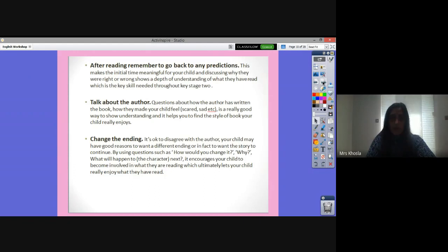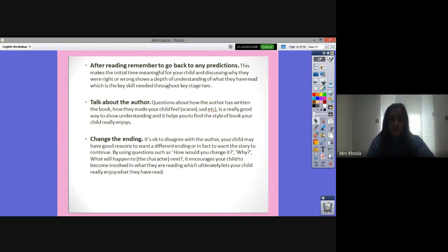Talk about the author. Converse about the author, books, characters. Questions about how the author has written the book, how they made your child feel, whether scared, sad, etc., is a really good way to show understanding, and it helps you to find the style of book your child really enjoys. Change the ending.